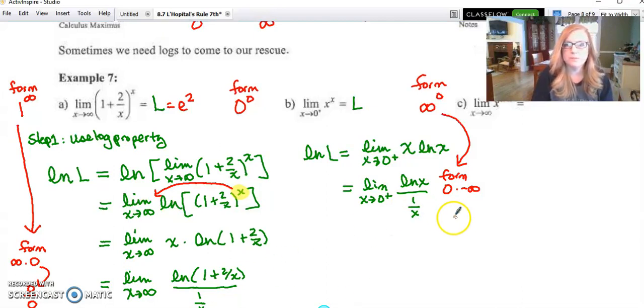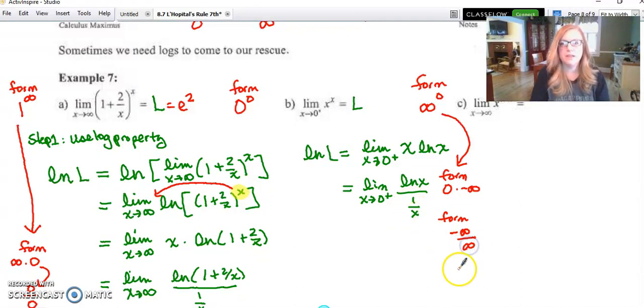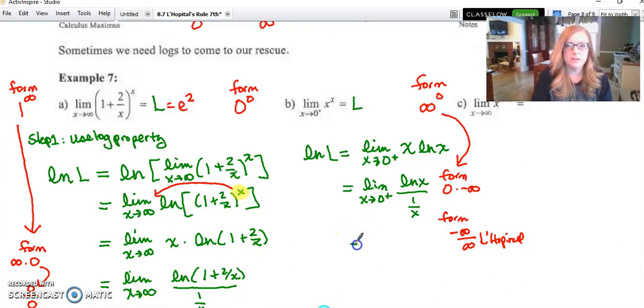If you check your form, now you're going to have on the top, as you go to 0, you're still going to be negative infinity. On the bottom, as you go to 0, now we're going to be infinity. And so we're going to get infinity over infinity. Now I can use L'Hopital. So we're going to take our derivative. So all of this is just getting us set up to use L'Hopital.